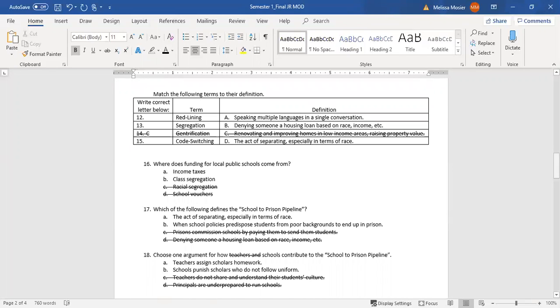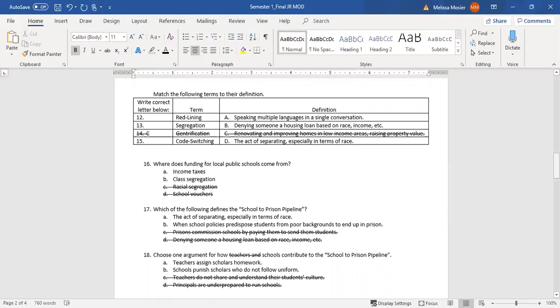These you could get from your notes. Match the following terms to their definition. We're not doing number 14. So 12 is redlining, 13 is segregation, and 15 is code switching.